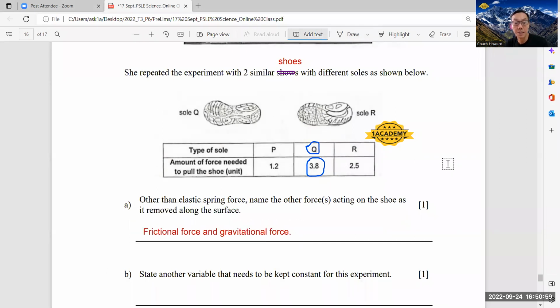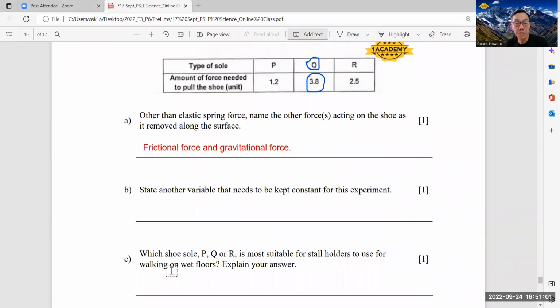Easy. Can you state another variable that needs to be kept constant? For this one, you can state the type of spring balance. Next, which sole is the most suitable? The one I just mentioned, Q, because the amount of force needed to pull the shoe was the most.